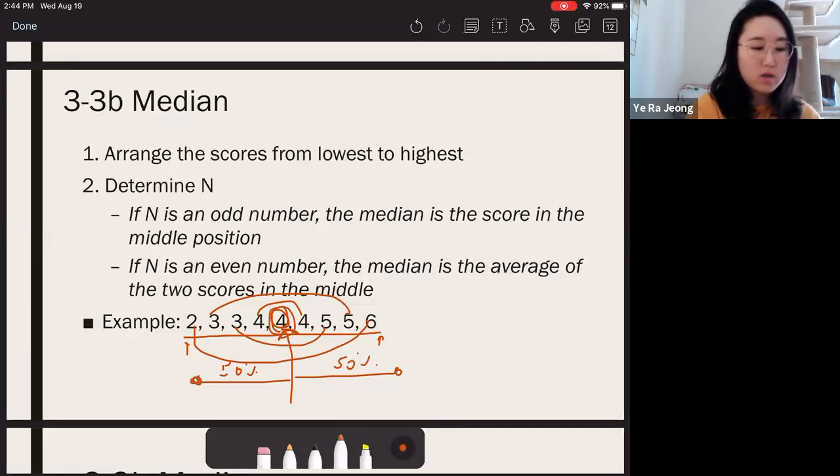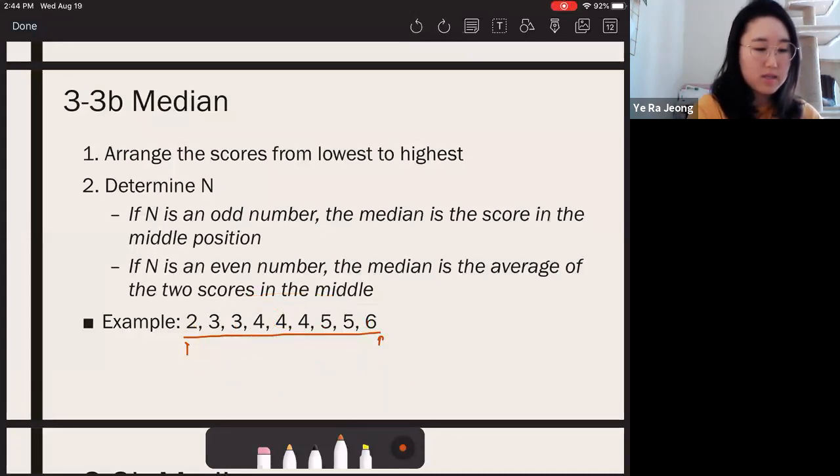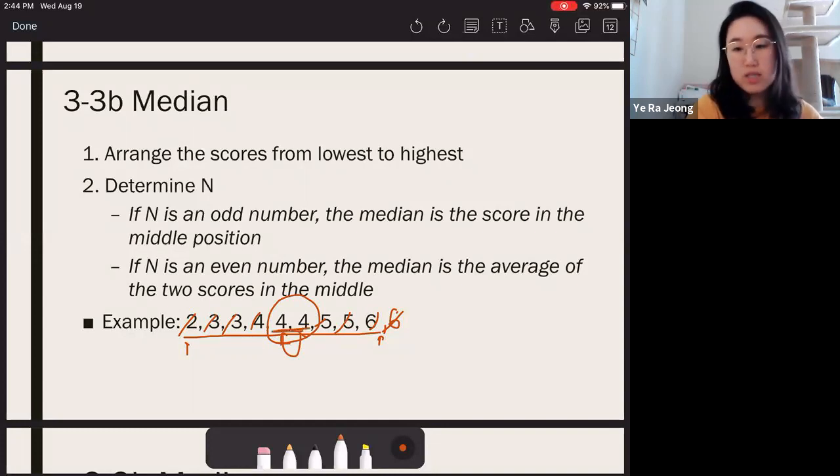But what if there are 2 scores? So let's say in this example, instead of ending at 6, there is another 6 here. Now there is an even number of raw scores. Now if I were to find the center, there are 2 scores in the middle. When that happens, you take the average of the 2 scores, and that's your median. In this case, our 2 middle scores happen to be the same, so the average would be just 4.